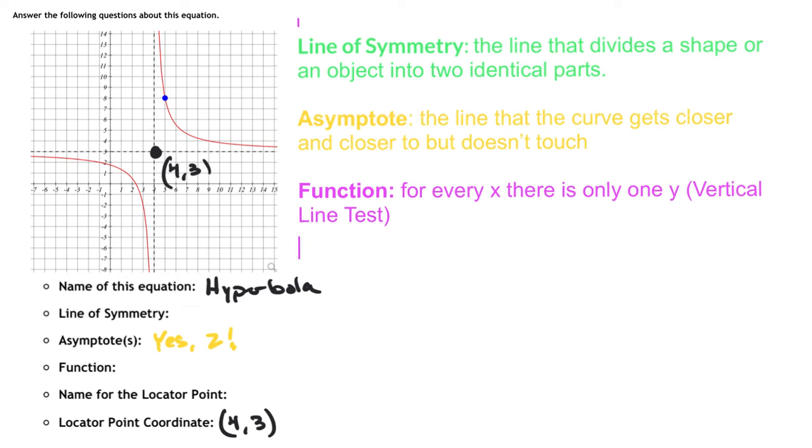Now, there are actually lines of symmetry here. They happen to be a diagonal line, either going up or down through that center. You have two lines of symmetry, so there's two of those as well.